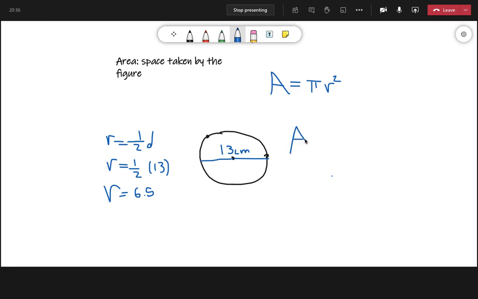Now that we have our radius, we're going to plug it back into our formula. We know the area is equal to pi times our radius squared. Well, 6.5 squared is going to equal 42.25. And we're going to leave it in terms of pi. So it's going to be 42.25 pi centimeters squared. Make sure you put the units. That's very important. Put the units in this question. Okay?